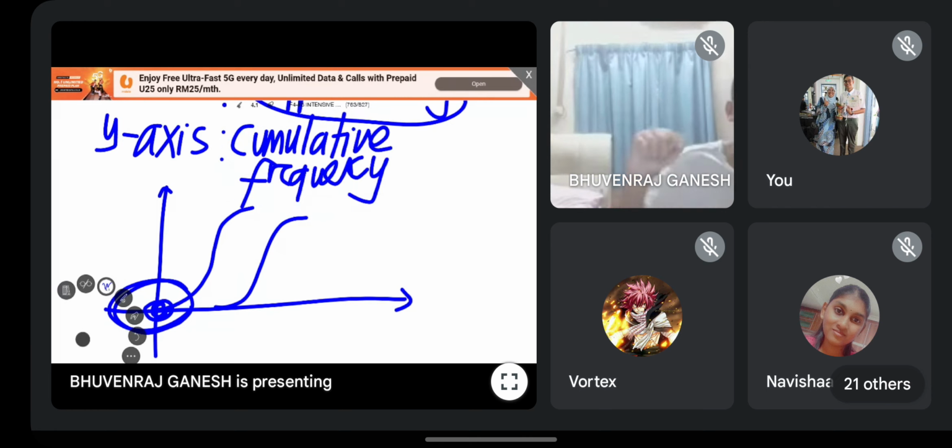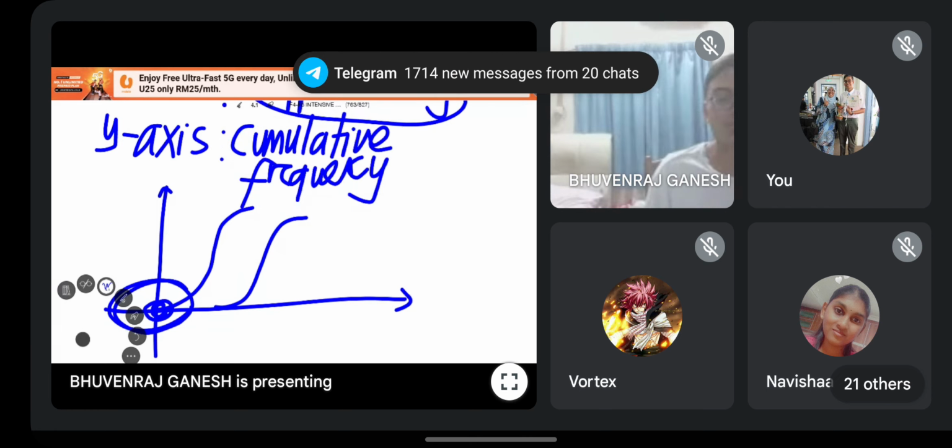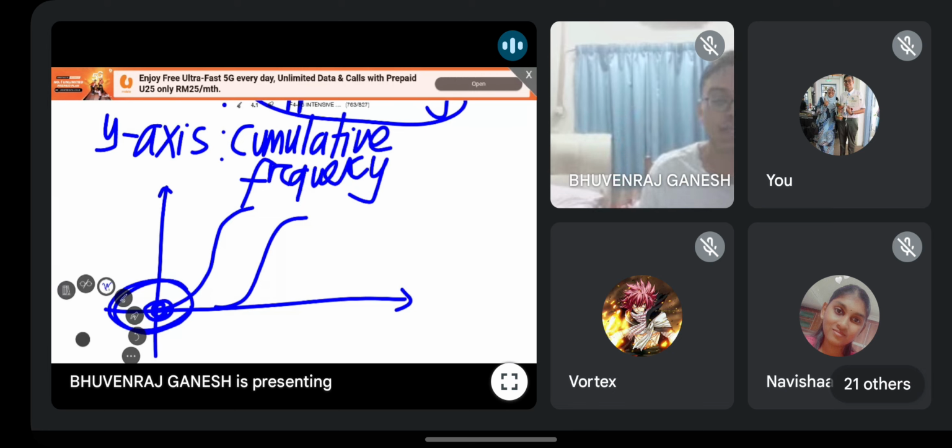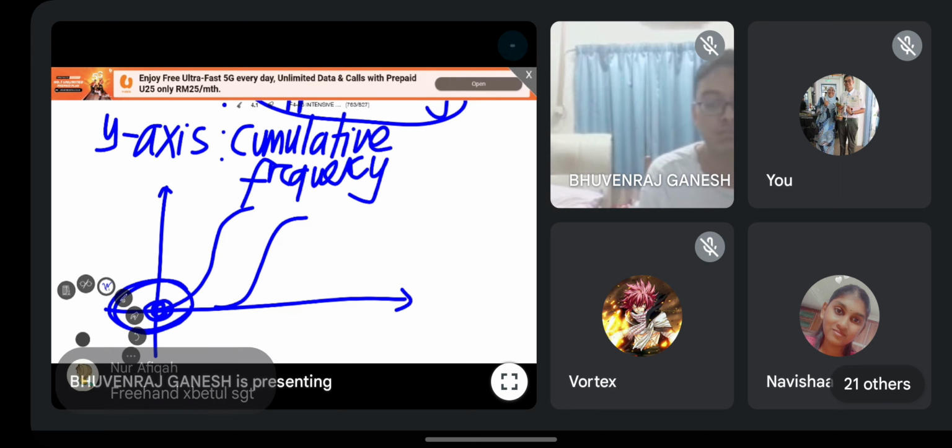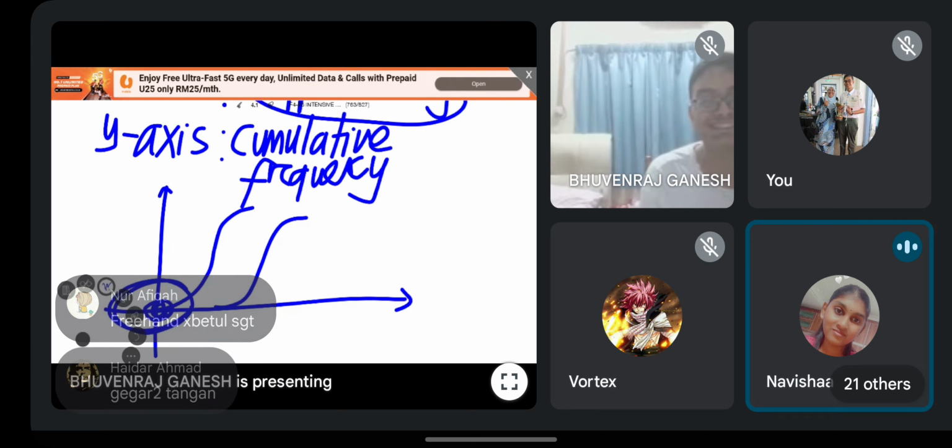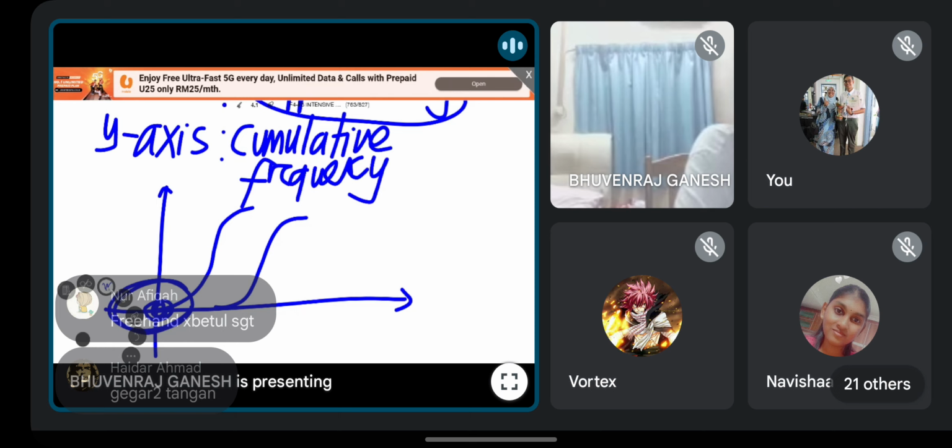covered on that. So now, how to draw the curve. Can you all tell me what problem you face when drawing OGIVE? Can anyone tell me? Now we are discussing the graph itself. The graph. The line won't go accurately. Yeah, I know. The hand shakes.